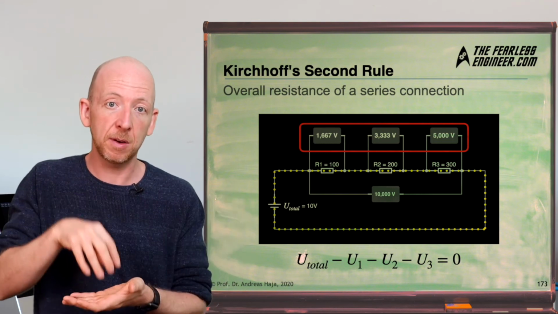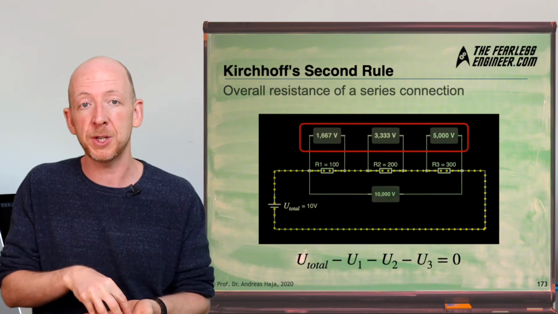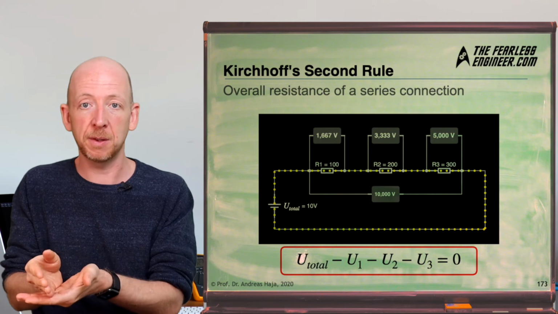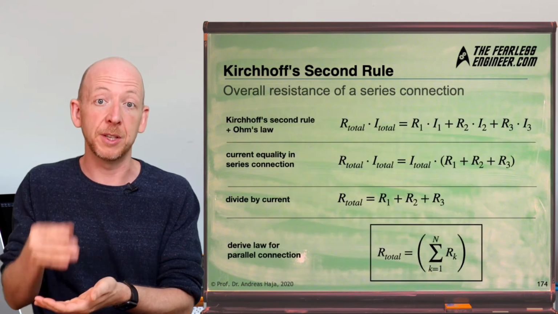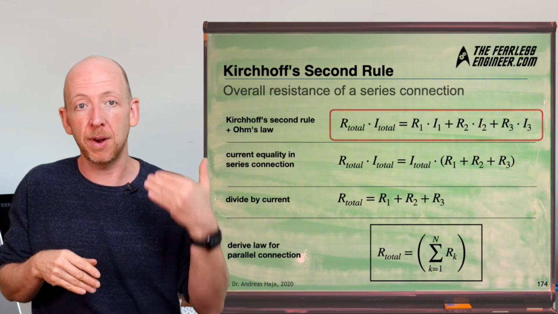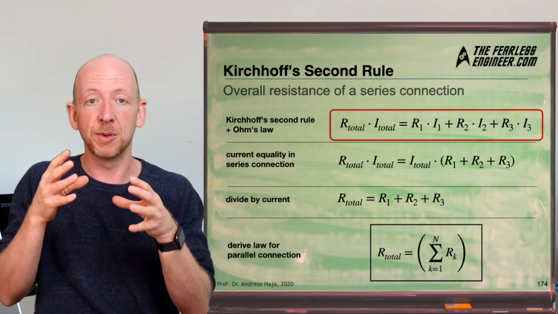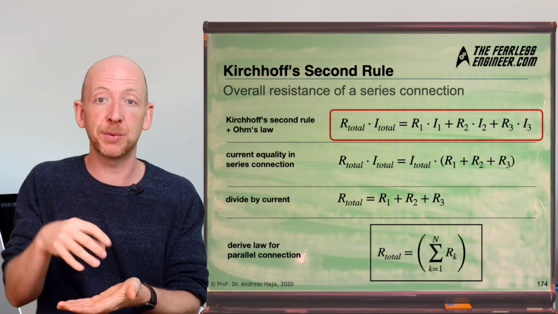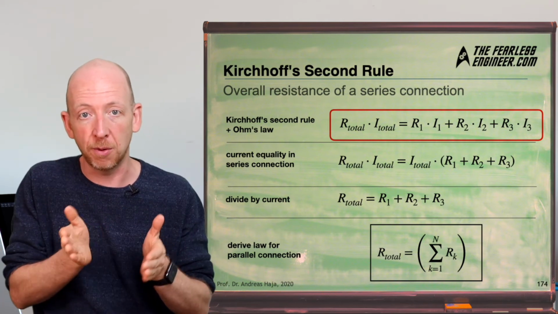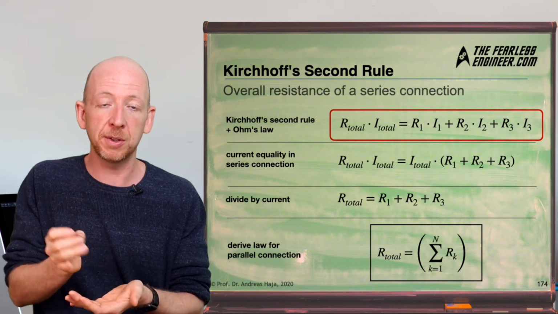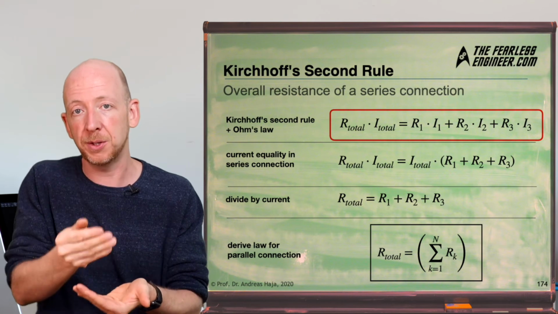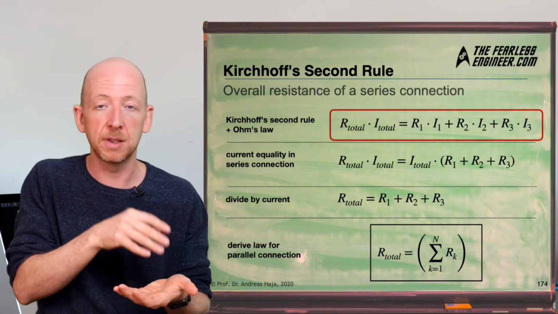By using this law, we can easily set up the loop equation in the form U total minus U1 minus U2 minus U3 equals 0. And just as with Kirchhoff's first rule, we can now use Ohm's law to replace the voltages by the product of resistance and current for each component here. If we also move the partial voltages to the right side of the equation, we get R total times I total equals R1 times I1 plus R2 times I2 plus R3 times I3.